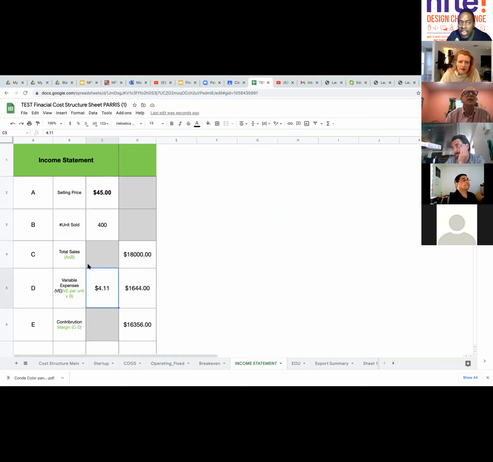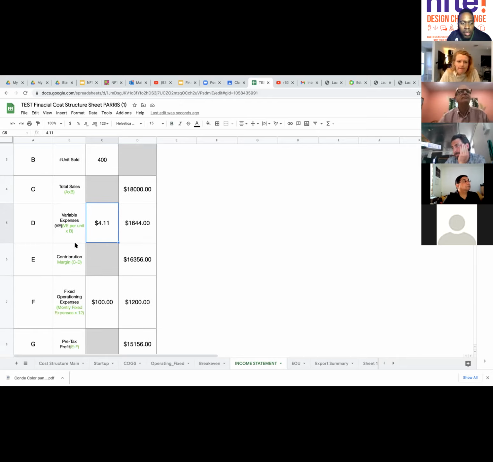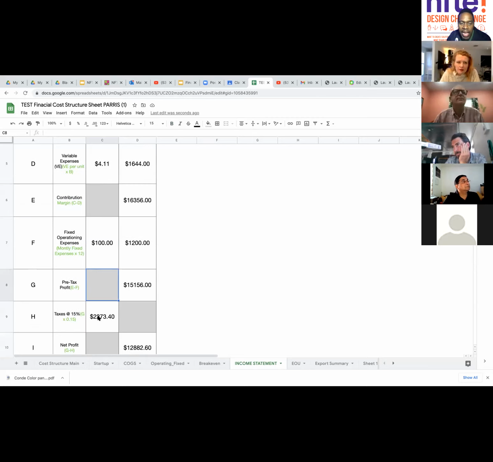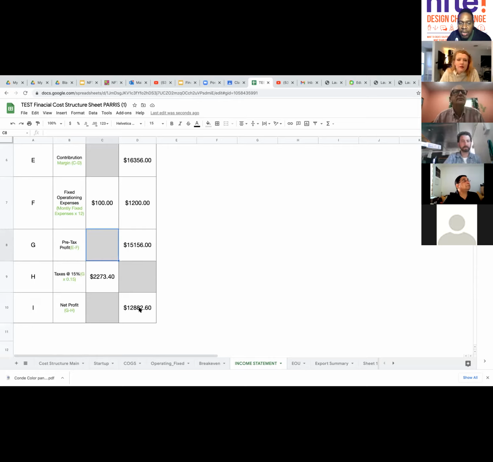Now remember, we're looking at a whole year. This is a yearly income statement, okay? And then you scroll down, your fixed expense, whatever that was, you pop it in here. And then you have your information tax, and then this is your net profit at the end of the whole thing. And I thought my kids love this because they said, Mr. Paris, this helps me out so quick, okay?